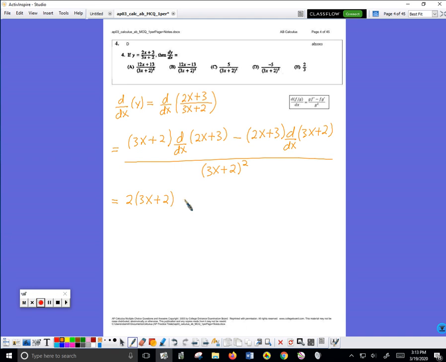And minus. Similarly, this becomes 3 multiplied by this. Notice I reversed the order of multiplication because it doesn't matter. You don't want to be on autopilot. You don't go fast on the AP test. You just go slow and deliberate.